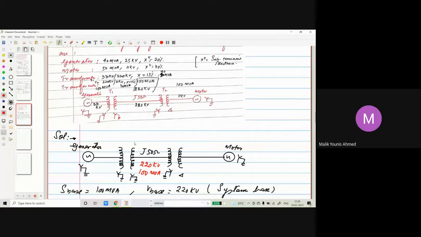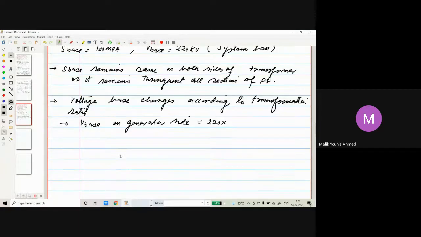So here this side will be treated as primary because we are finding the base from this, and this will be treated as secondary. Very important point. According to that, this is 220, so it will be multiplied by 33 kV by 220. So this will be 33 by 220. So on the generator side, the voltage base is 33 kV.